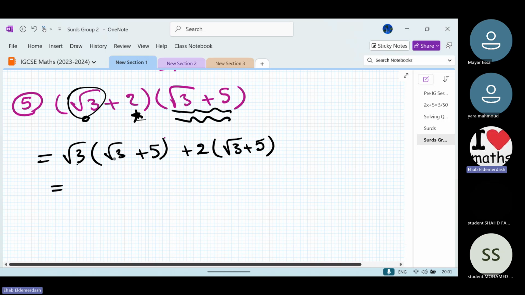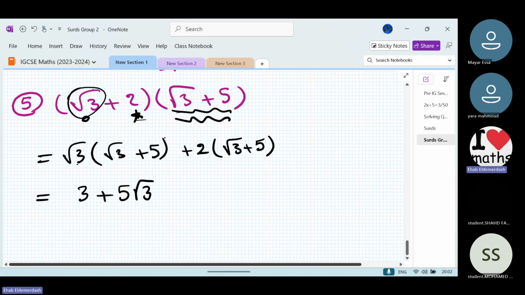Root 3 into root 3. Who can tell me what the answer will be? Root 3 with root 3 gives root 9, which equals 3. So here I can say it's root 9 or write it directly as 3, because root 3 multiplied by root 3 gives you 3. After that, root 3 with the 5. Who can tell me the answer? 5 root 3.